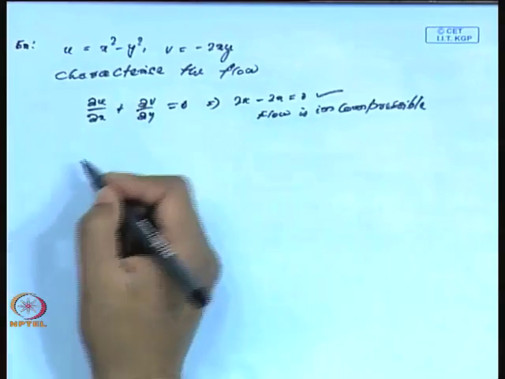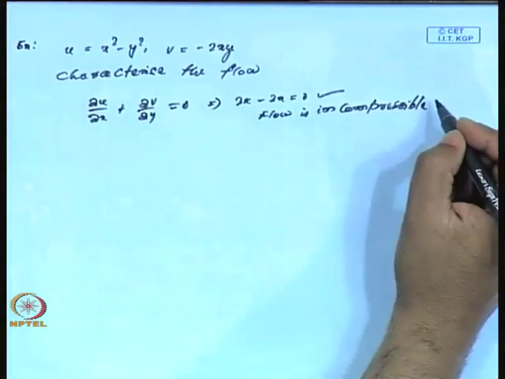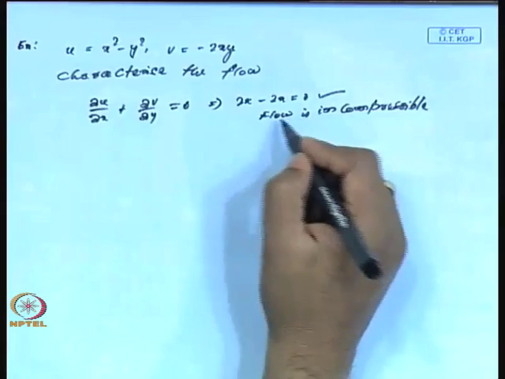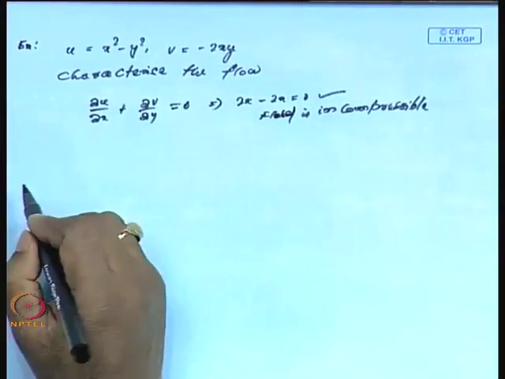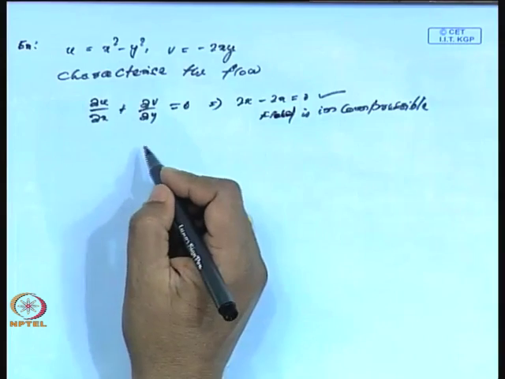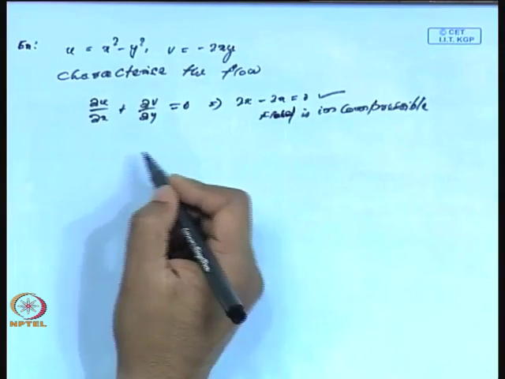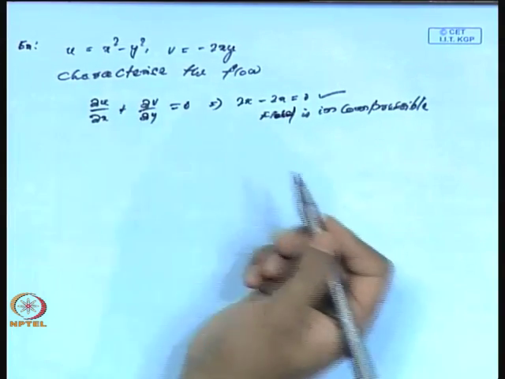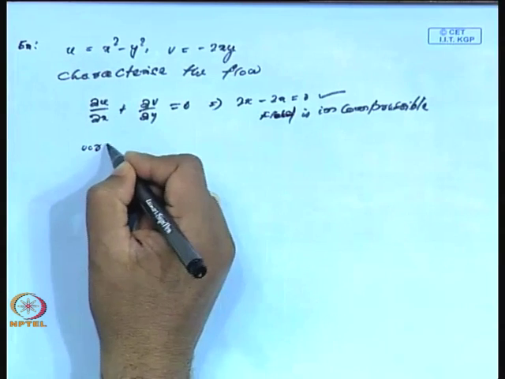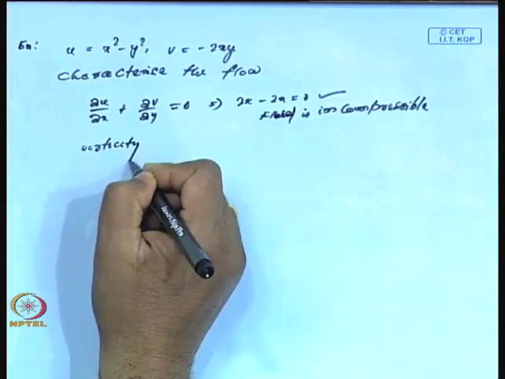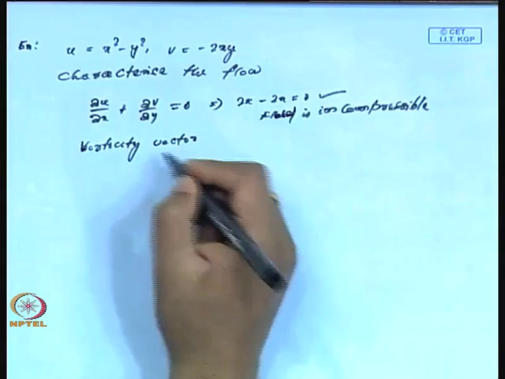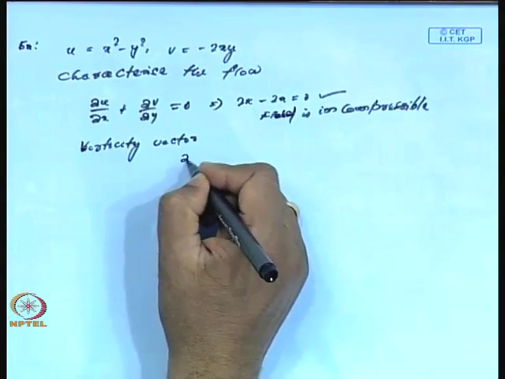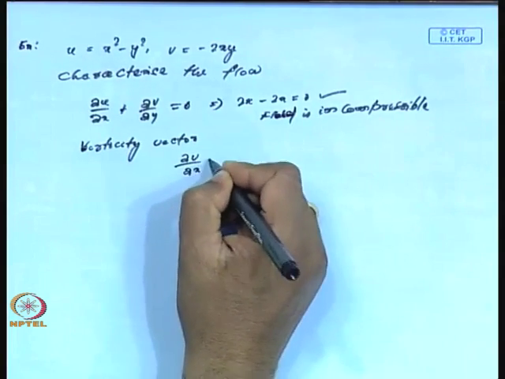There is a flow of incompressible fluid. Now, to check whether the flow is rotational, what about the vorticity vector? That will give us the vorticity vector.